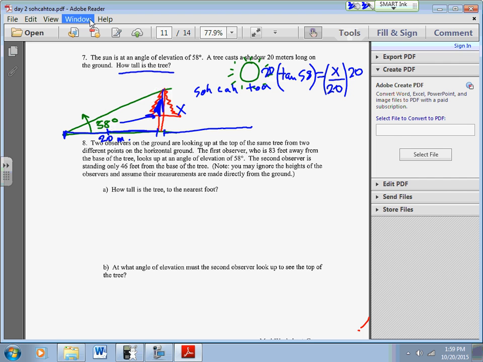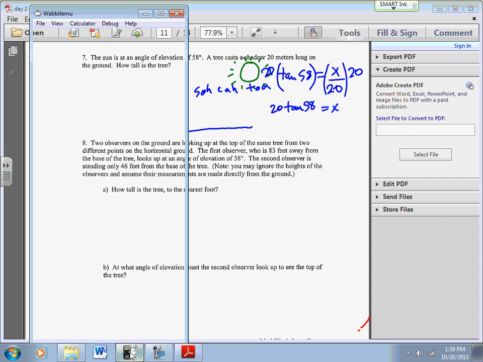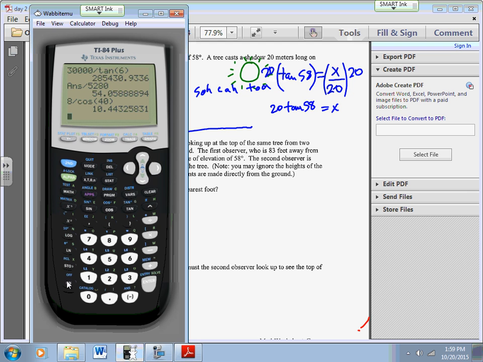So go ahead and type 20 tangent of 58 on your calculator. You don't have to hit times 20. You can just type in 20 tangent of 58. Should give you the same number I'm getting, yeah? 32.0666. All right, so that means 32.0067, and that's in meters.